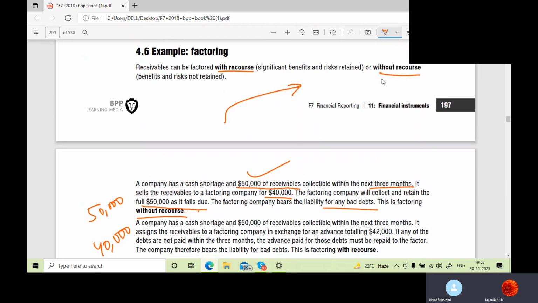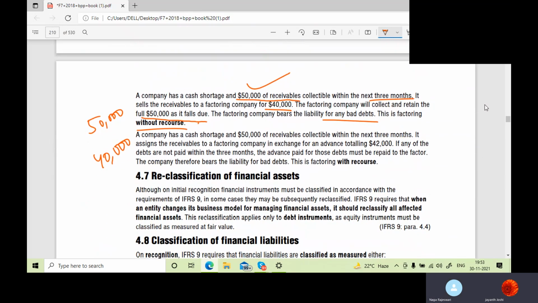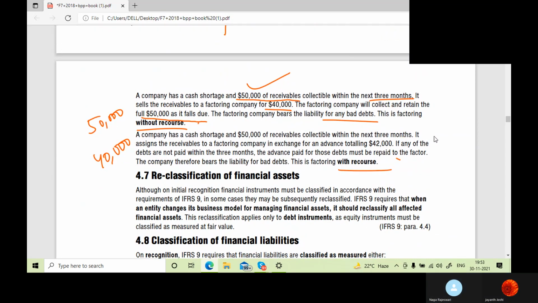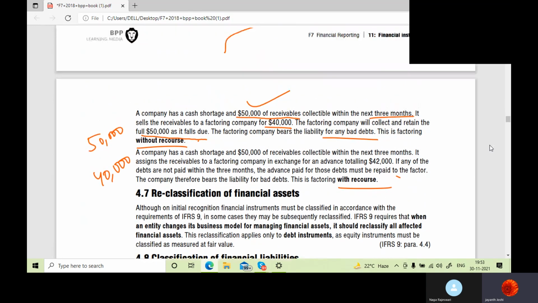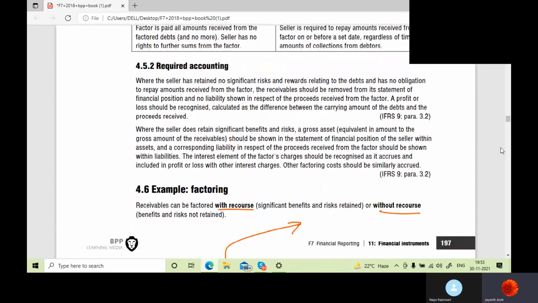So in without recourse, who will take care? The factoring company. You should take care. That's it. Done, Rajeshwari. This chapter is done.